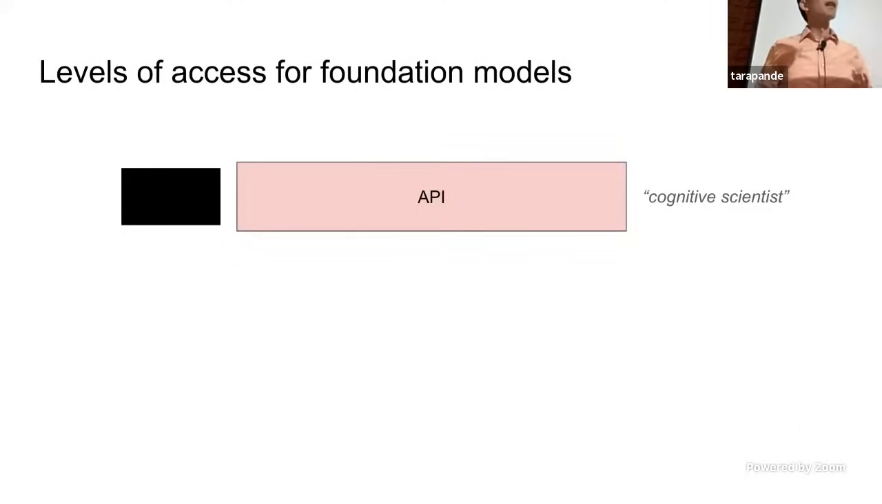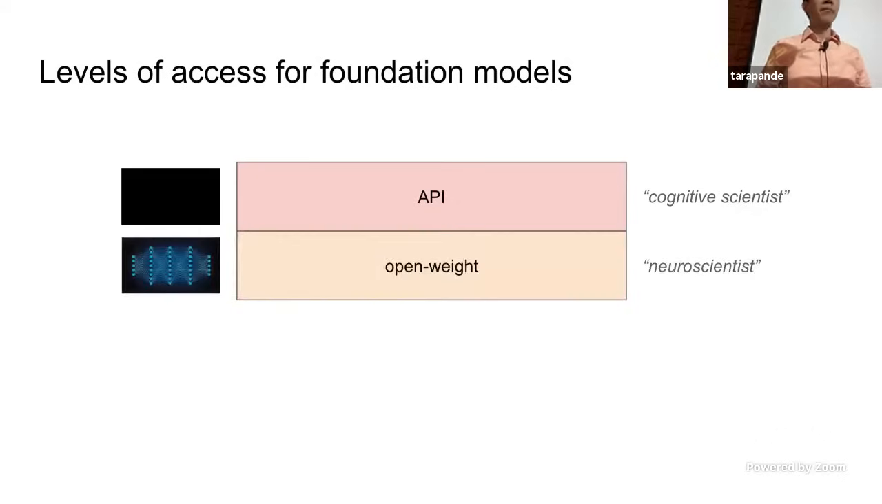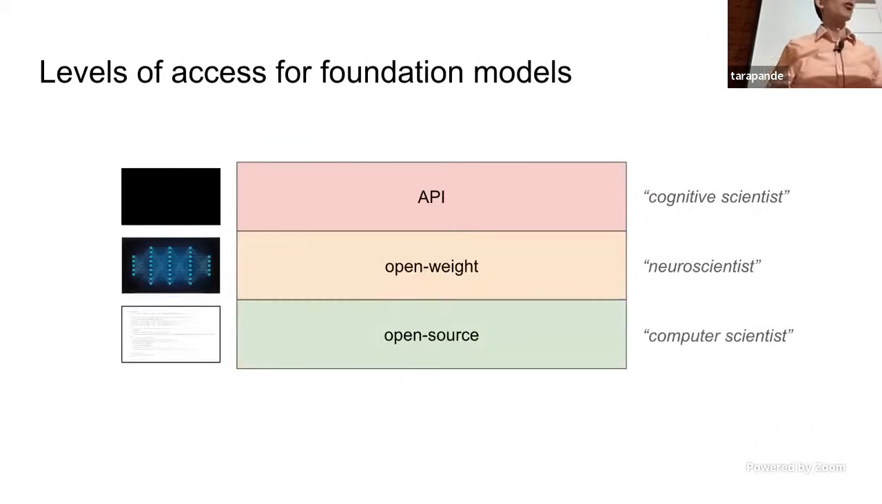For foundation models, I'm going to talk about three types of access. The first is API access to a black box model. The second is open weight access. And the third is open source.